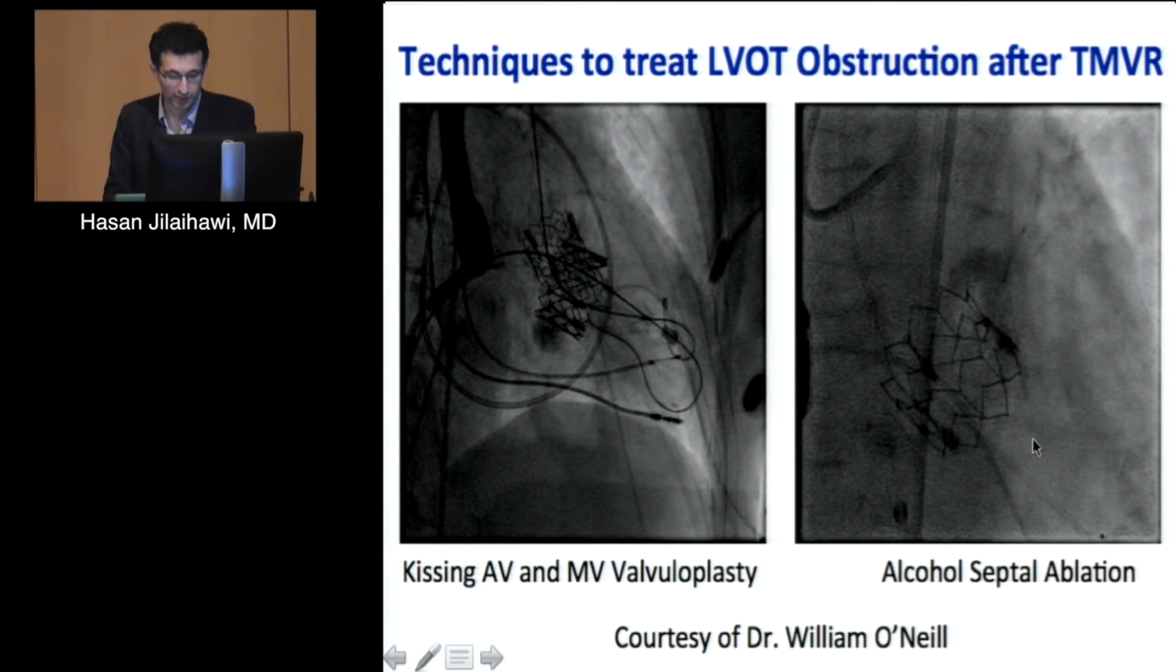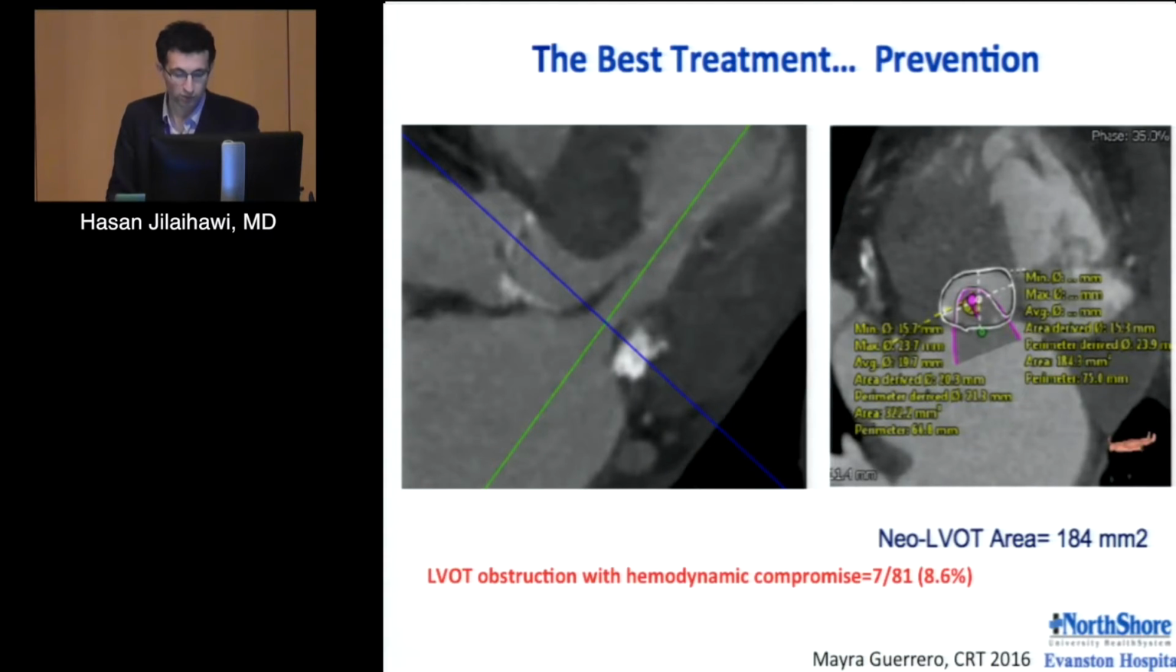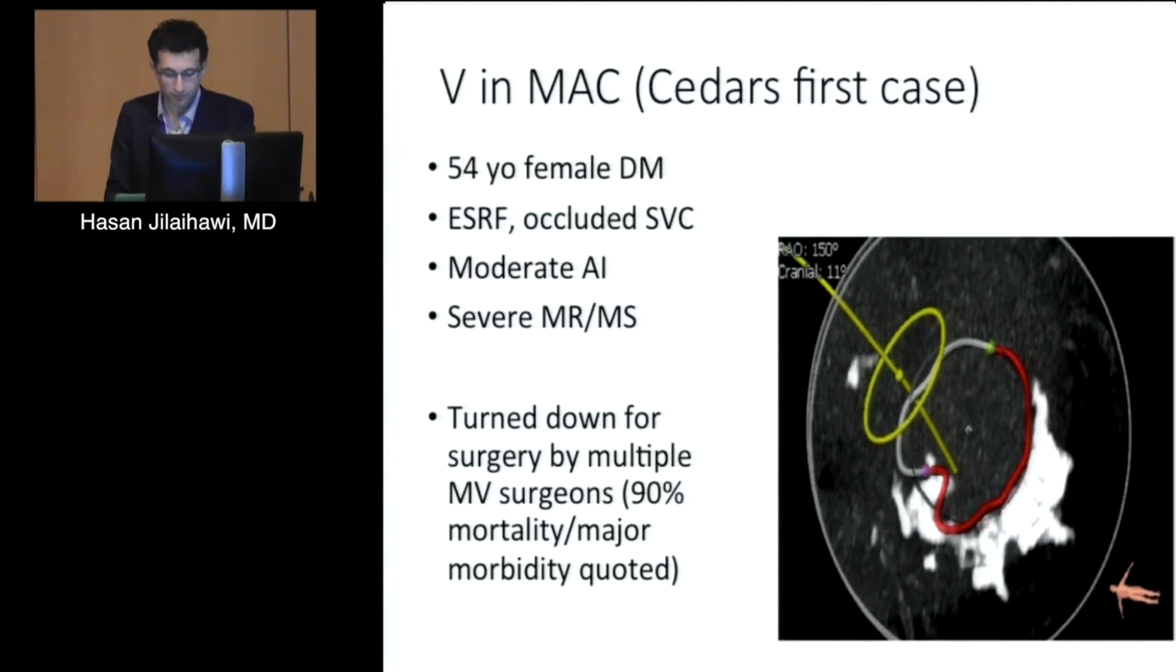I can say that we've done one case of alcohol septal ablation immediately before valve in MAC, and it was highly effective in preventing LVOT obstruction in a case that we thought to be at very high risk. So obviously the best treatment is prevention, and there are new software tools that can help us predict the actual neo-LVOT area. And in Myra's study, it was 8%, but that was without adequate CT planning, which she's currently doing in more detail.